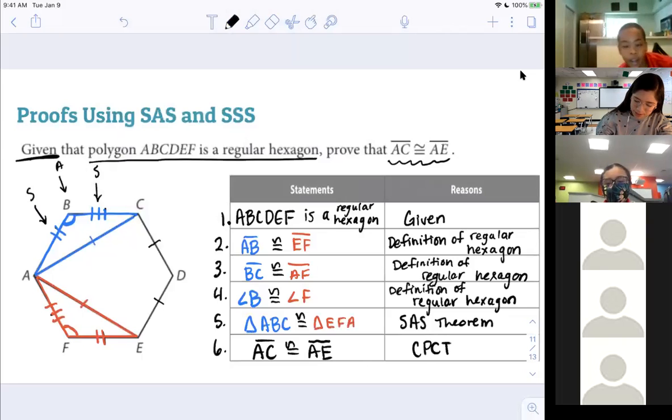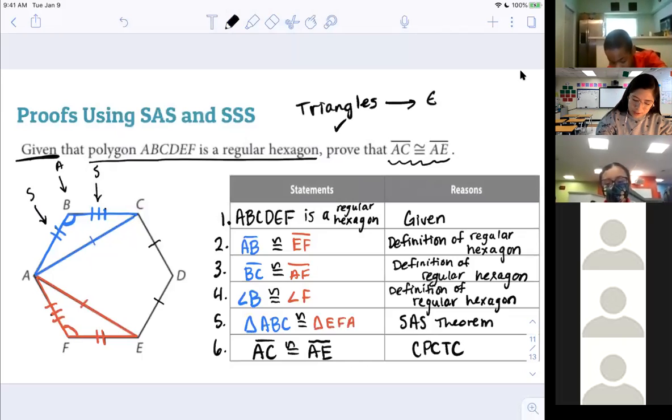Side angle. CPCTC, because remember what I did. Once you know the triangles are congruent, which we did, everything is congruent. You know that everything is congruent using CPCTC.